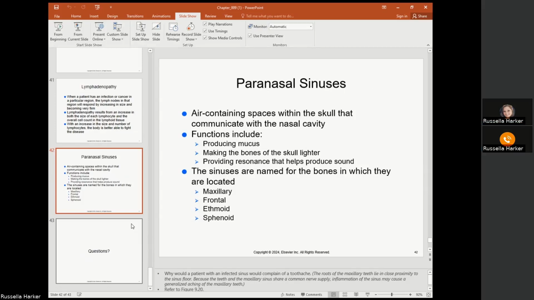It can make a patient believe or feel that they have a toothache when in reality it's a sinus infection, or vice versa. They may feel that they have a sinus infection or a sinus issue when it's actually a toothache. So we need to be careful when we are diagnosing our patients and make sure we are diagnosing them correctly.